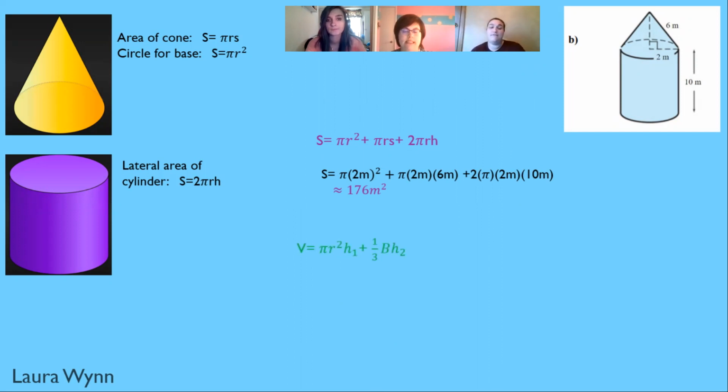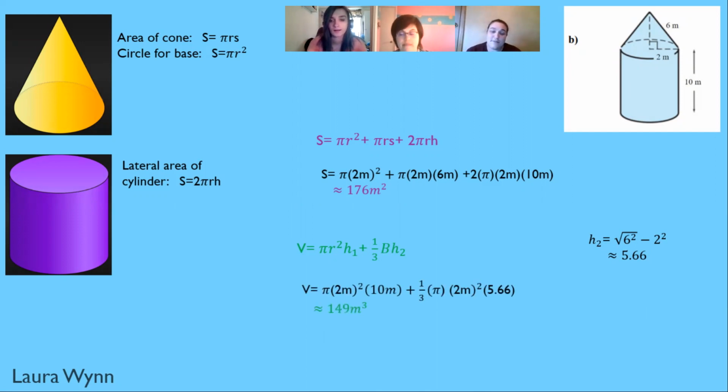So now we've got to find the volume. Here's our volume formula, and if you notice, there's an H1 and an H2. Well, the height is already given to us, the 10 meters is our height, but to find H2, you need to use the Pythagorean theorem, which we have done over here, where you plug in the slant length and the base of the triangle, which is 2, you square them, you get approximately 5.66. Now you can plug everything into the volume formula, and you get approximately 149 meters cubed.